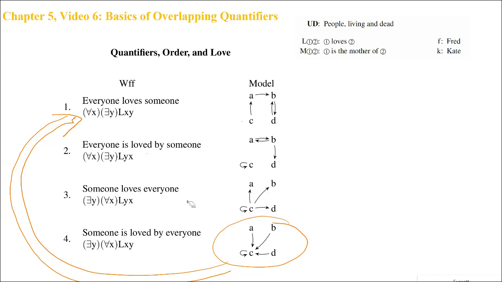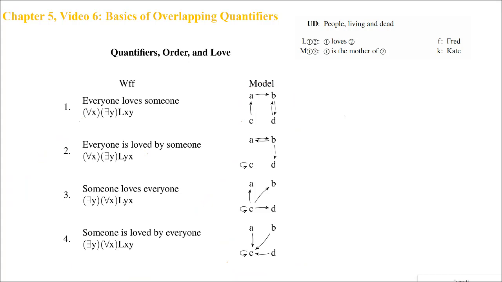Notice in contrast, of course, that the model for 1 makes 4 false. So there's no reverse implication from 1 to 4. So what we've just established is 4 entails 1. Similarly, take a look at the model for 3. This will make 2 true, so we do have an implication from 3 to 2.